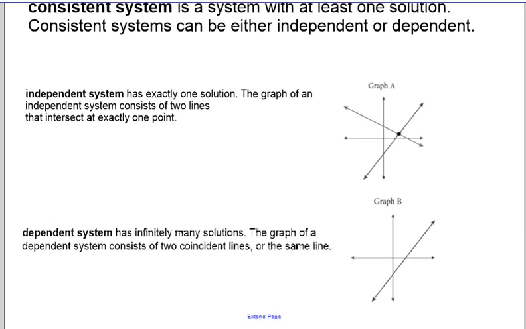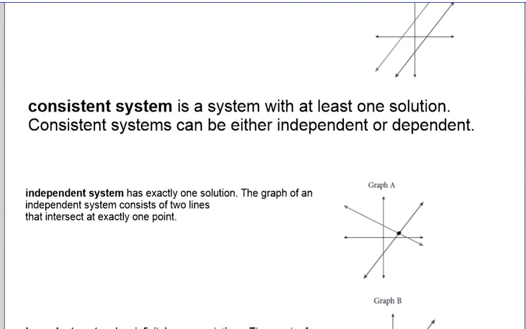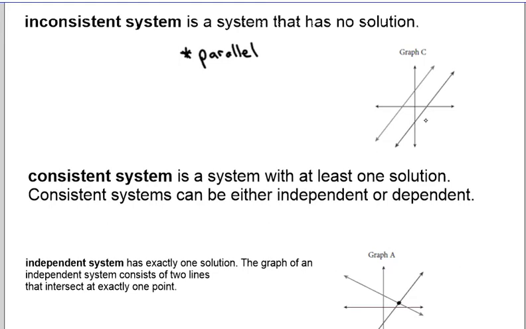If it's consistent but dependent, it has infinitely many solutions. The graph of a dependent system consists of two coincident lines, or the same line. So if you have two different equations and you graph them and they make the same line, it's a dependent system. There are infinite solutions. If they intersect at one point, it's an independent system, with only one solution. If they're parallel, they never intersect, and there's no solution.